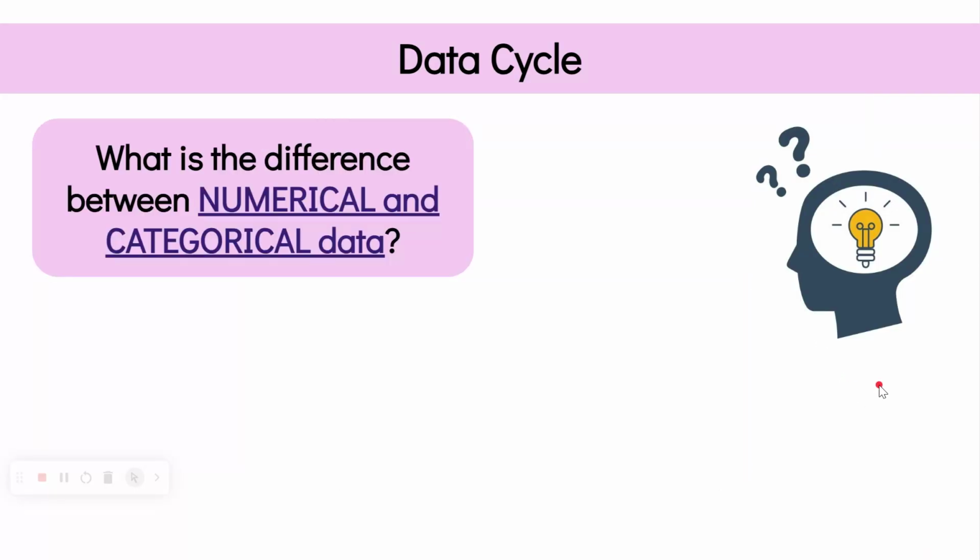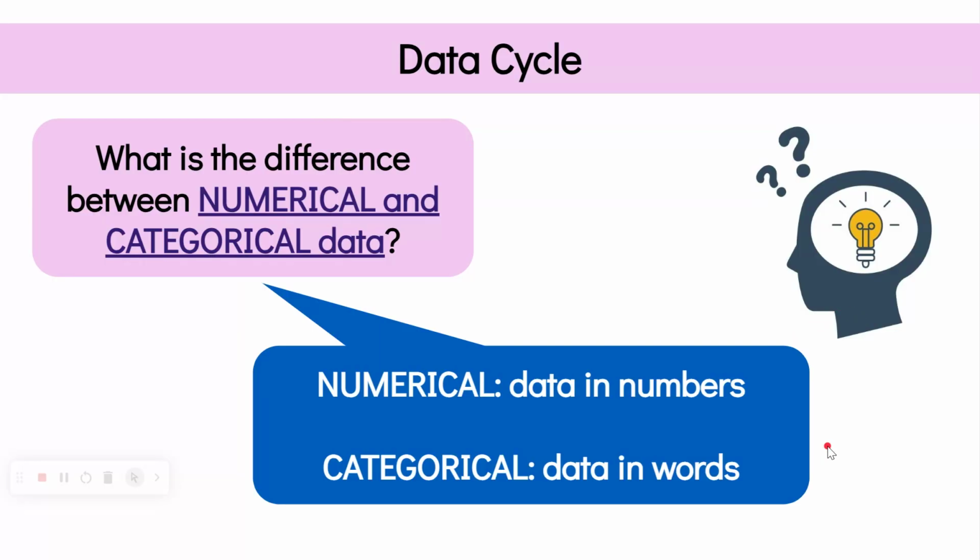What is the difference between numerical and categorical data? These are the 2 types of data we explored in class. In fact, any type of question you've ever answered in your life is either numerical or categorical. Numerical is data in the form of numbers. For example, how old are you? What time did you wake up? How often do you go out to eat?